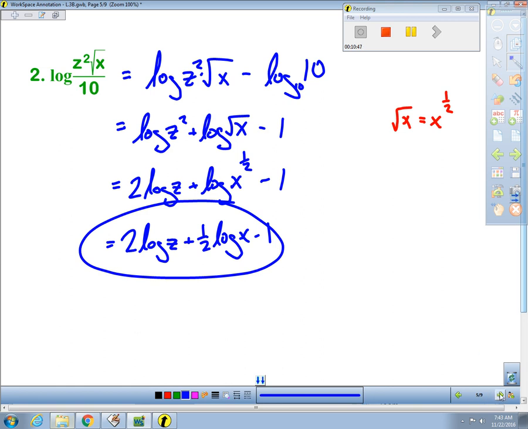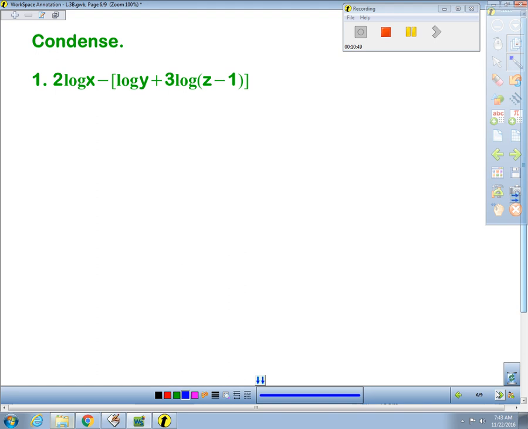All right, should we keep going? Okay, flipping it around, doing the opposite, trying to condense. Taking the sum of several logarithms and condensing it into a single logarithm. So if I take a look at this, I have 2 times the log of x minus, in brackets, the log of y plus 3 log of z minus 1.